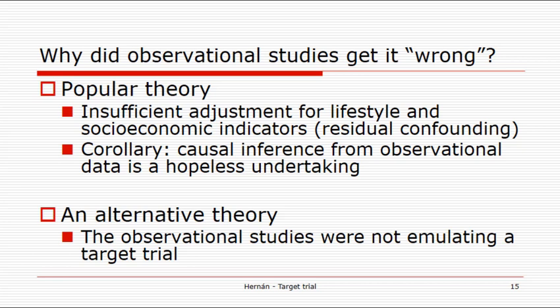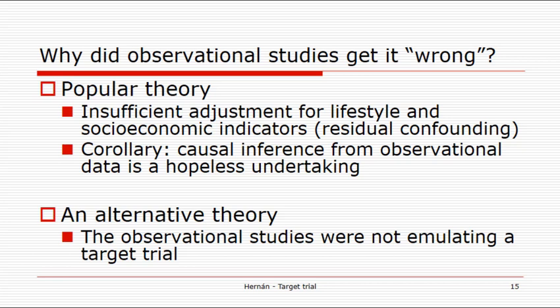If you ask people now, why did observational studies get it wrong? Why did observational studies find an apparent benefit of hormone therapy when the trial found no benefit? A lot of people will tell you some version of, well, observational studies got it wrong because they are observational, and we are not randomly assigning treatment. And there may be confounding. Women who take hormone therapy are different from women who don't.